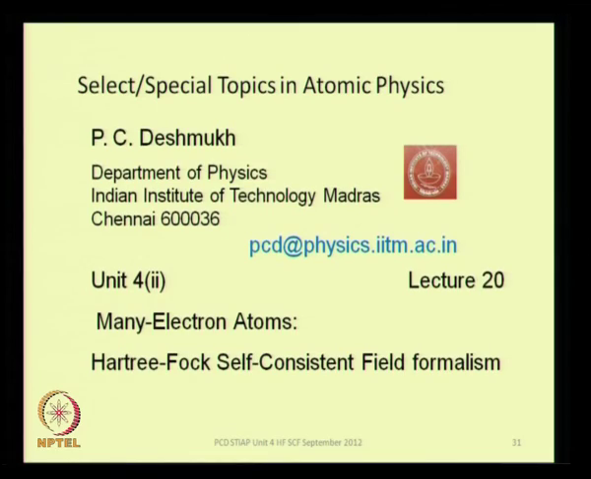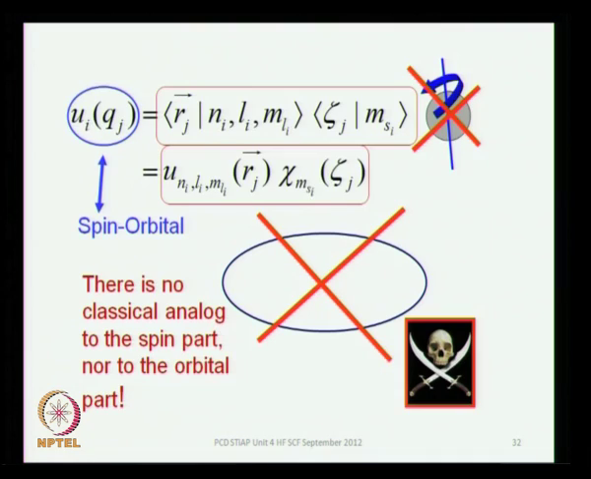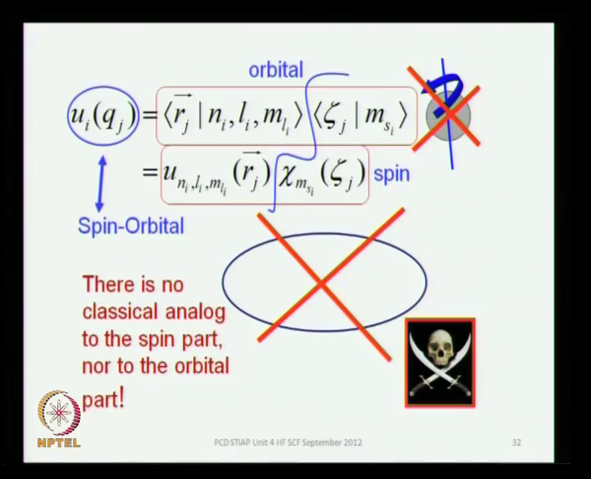We will continue our discussion on the Hartree-Fock self consistent field method, and the elements of the Slater determinant are the spin orbitals. I always like to remind that there is no classical analog to the spin part or to the orbital part, and essentially the spin orbital is made up of these wave functions.